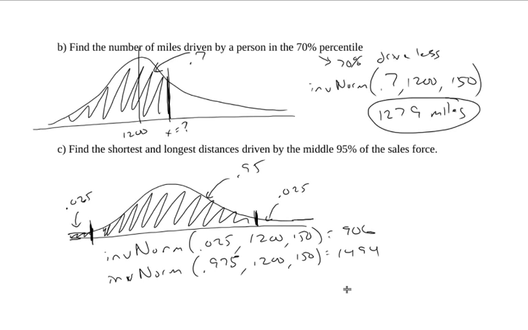So 95% of the sales force, the middle 95% of the sales force, drive between 906 and 1494 miles. If you drive less than 906 miles or more than 1494 miles, that means you're one of those out, the top 2.5% or the bottom 2.5%. You're not in the middle 95% here.